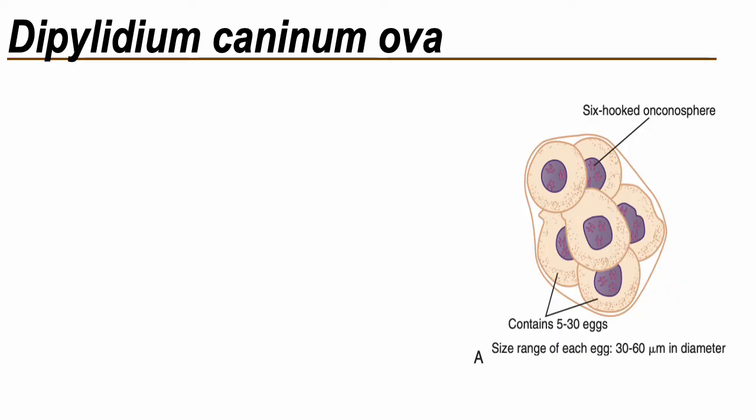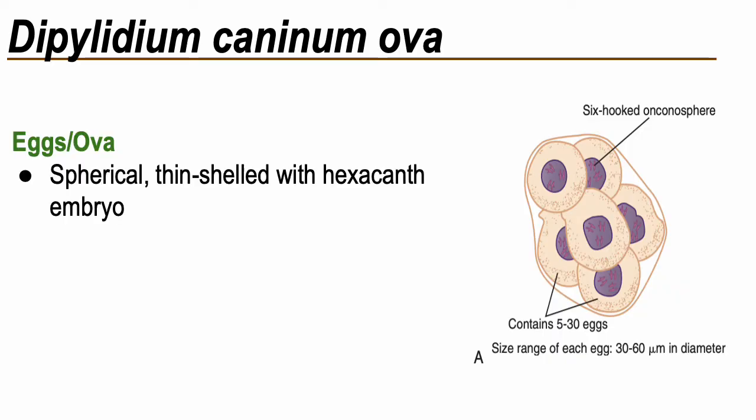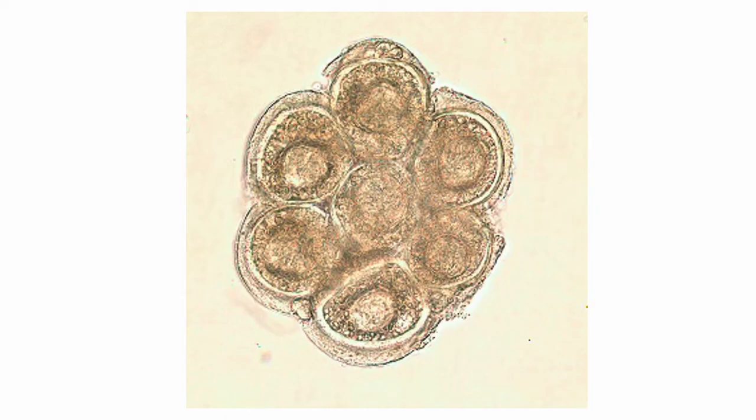So for Dipylidium caninum ova, these are spherical and thin-shelled with a hexacanth embryo. Since this is still a cyclophyllidean tapeworm, a hexacanth embryo with 3 pairs of hooklets is evident. But what is unique to this parasite's ova is that it comes in a capsule. So as you can see in this picture, usually the capsules may contain 5 to 30 eggs in total. So here is a more realistic picture of the egg capsule for Dipylidium caninum.